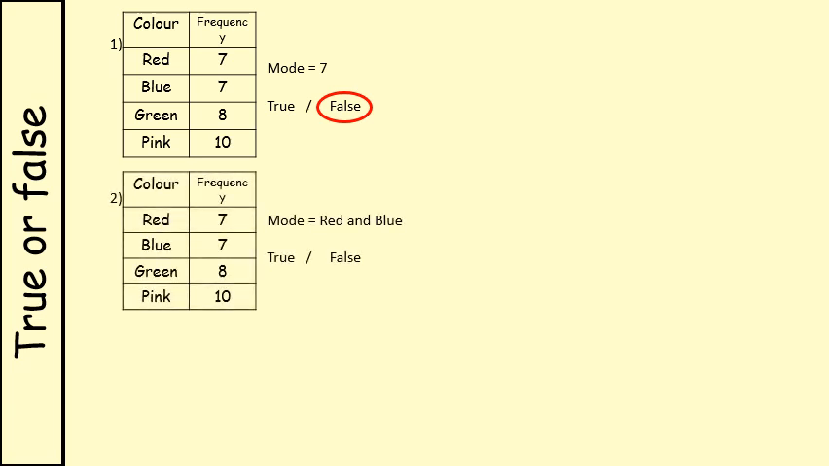So we've got colour, we've got frequency. This statement here says the mode is red and blue. Is this true or is this false? Okay, so the answer is false again. We know from the previous table it's the same data. Our mode is pink.